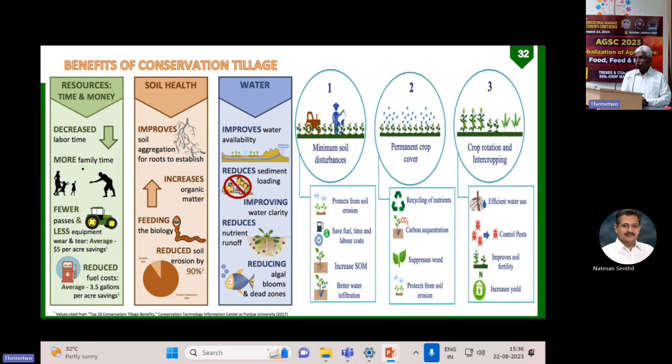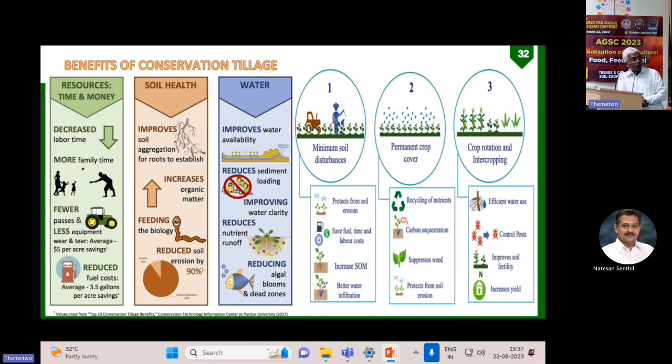That is also coming into force in our own Indian conditions because of the mechanization that we are stressing. That's why it is also picking up nowadays, though it was started in the Western countries because of high fuel cost, more compaction and other problems. Here the soil health is also being improved by going for conservation tillage, like soil aggregation, establishment of roots, feeding, so soil organic matter is improved, and erosion is also reduced if you maintain the residues.